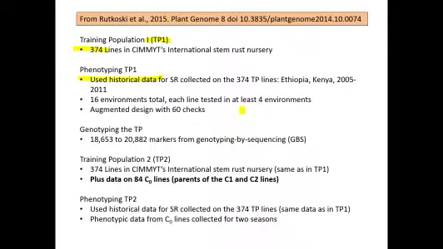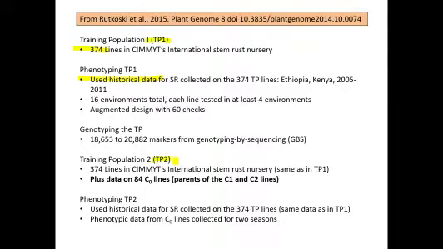They use historical data from stem rust collected on these 374 lines from Ethiopia and Kenya over about a 6-year period. And each of these 374 lines was tested in at least 4 environments. So this is basically an unbalanced historical data set being used to build the prediction model. These are genotyped with almost up to 21,000 markers using genotyping by sequencing.